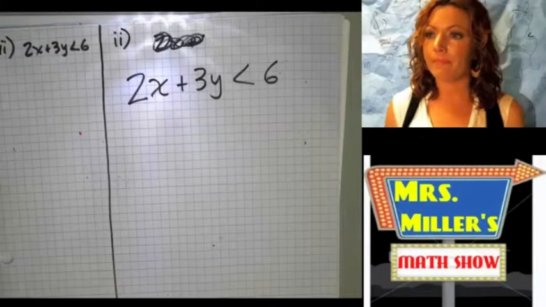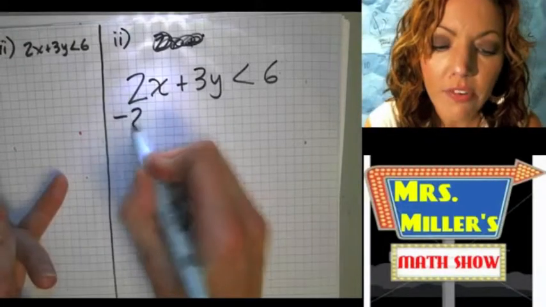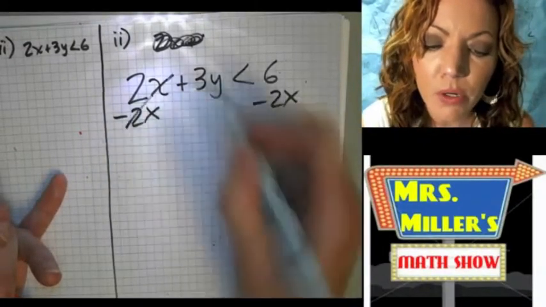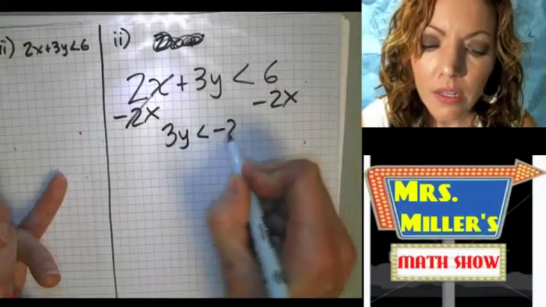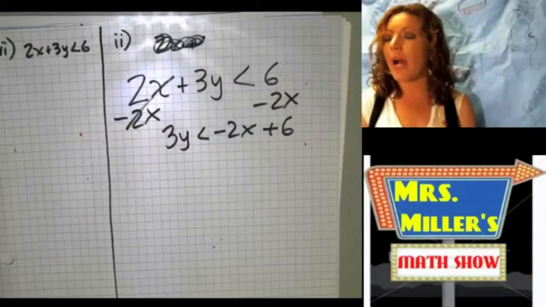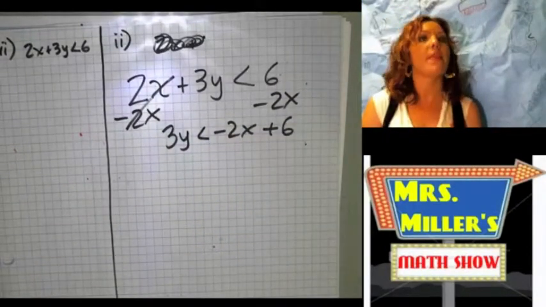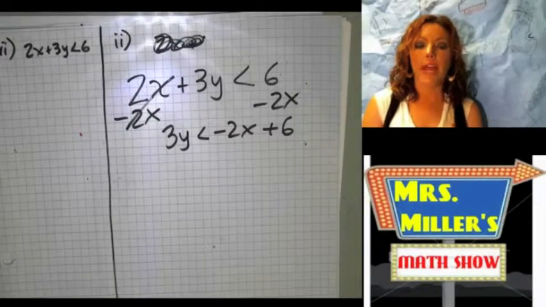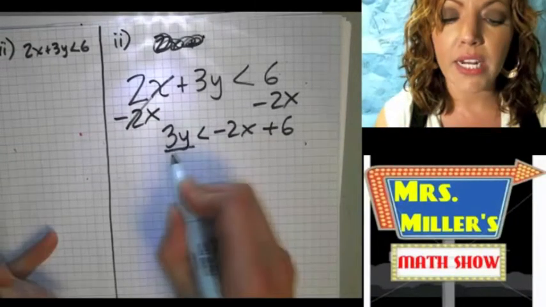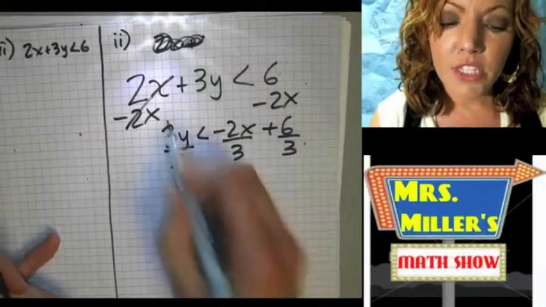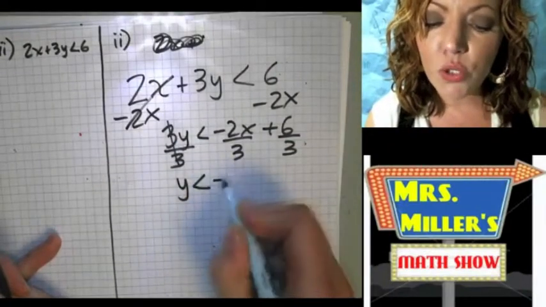Casho. Subtract 2x from both sides. Good. Give it up for Casho. Okay? So now we have 3y is less than negative 2x plus 6, and then what? All right, give it up for Solorio. Divide by 3. So y is less than negative 2/3 x.